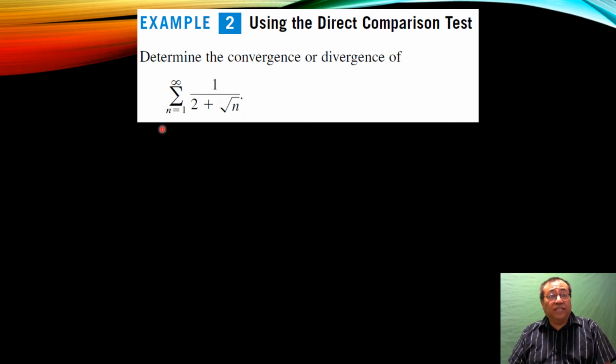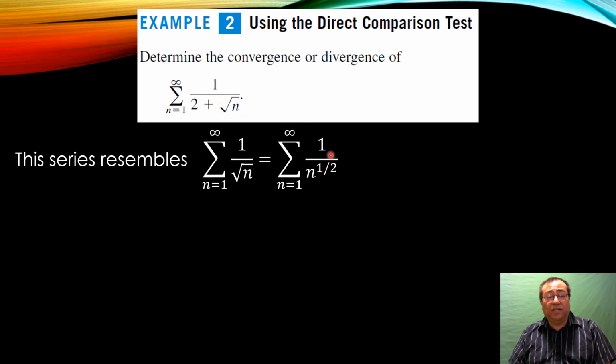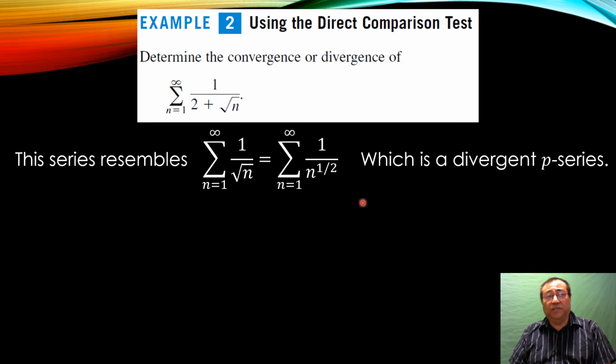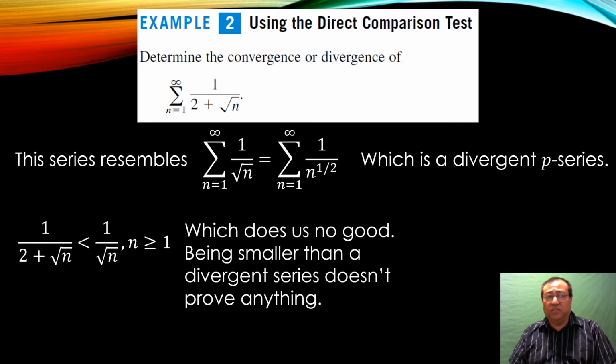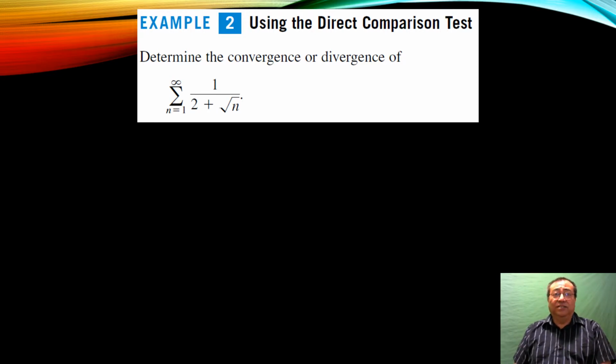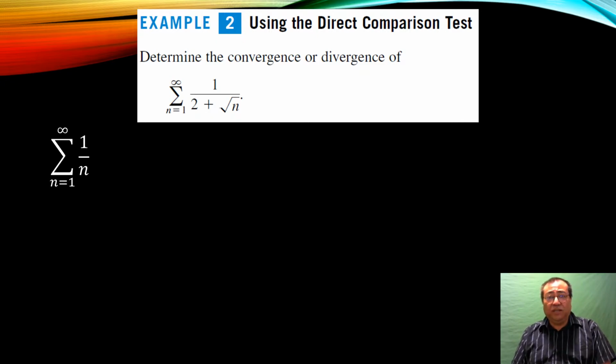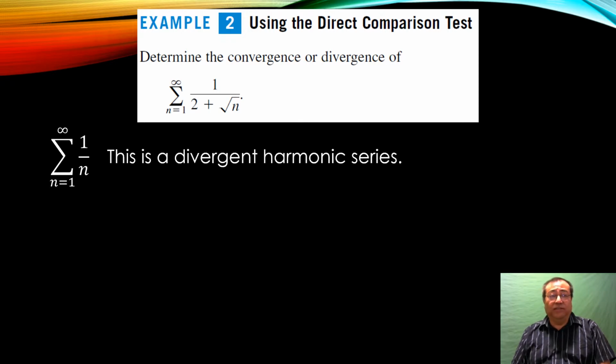Let's look at this one. Determine the convergence or divergence of this series. Now, this looks like this one, which is a divergent P series. But this series is smaller than that one because you're adding 2, which makes it smaller. Being smaller than a divergent series doesn't prove anything. This is no good. So what do we do then? Well, we compare it to 1/n. Now, you might ask how you would think to compare it to 1/n. You're right, the direct comparison test is not a good test for this series. But we'll just go through the ropes and use it anyways.